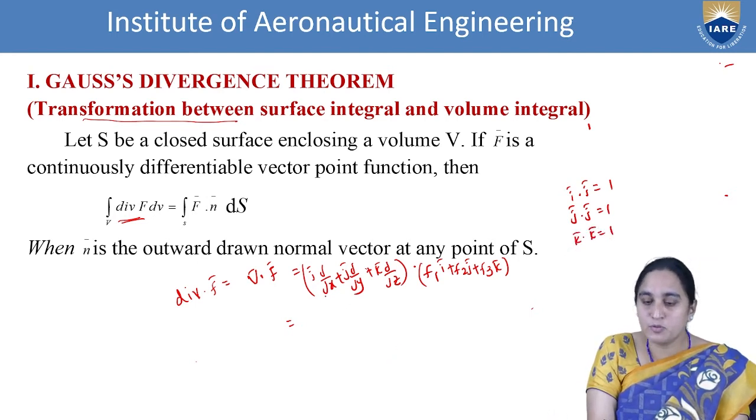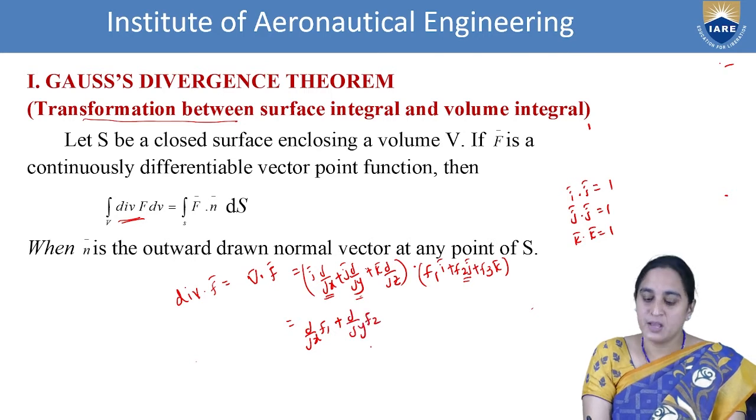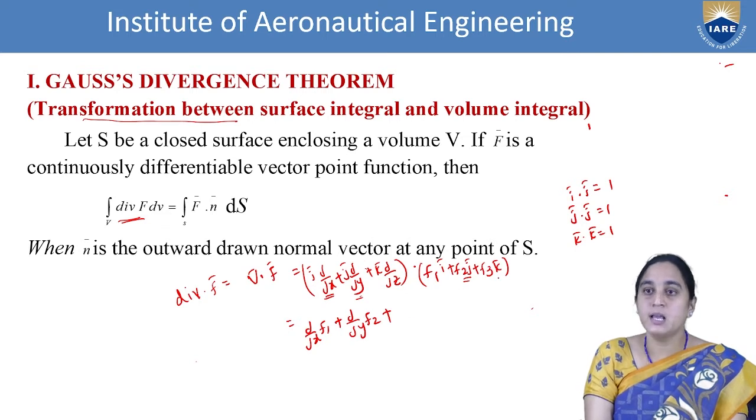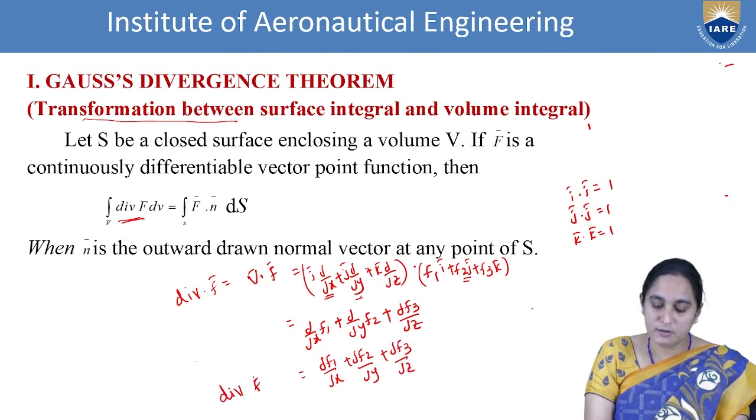The i bar coefficient is dou by dou x of F1. The j bar coefficient is dou by dou y of F2. Plus the k bar coefficient is dou by dou z of F3. Therefore, this is dou F1 by dou x plus dou F2 by dou y plus dou F3 by dou z. This is divergence of F bar.